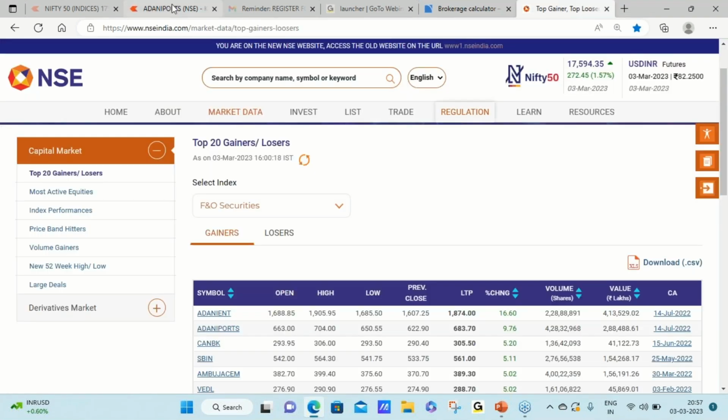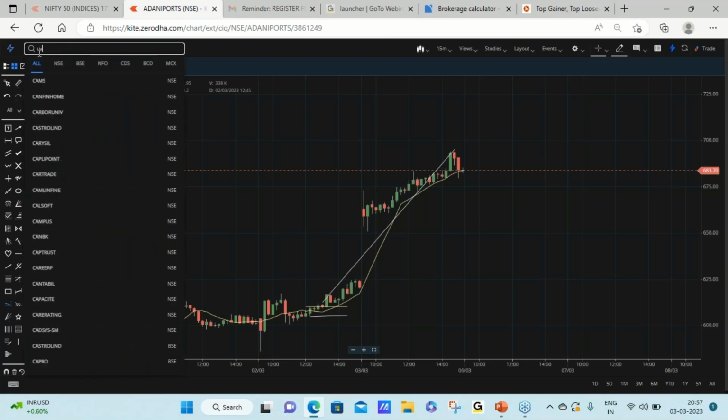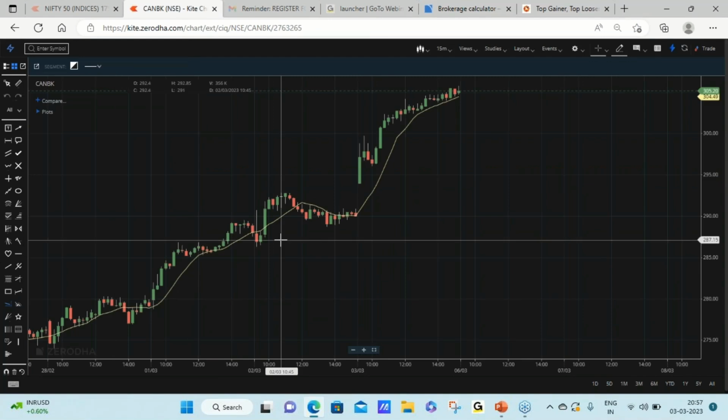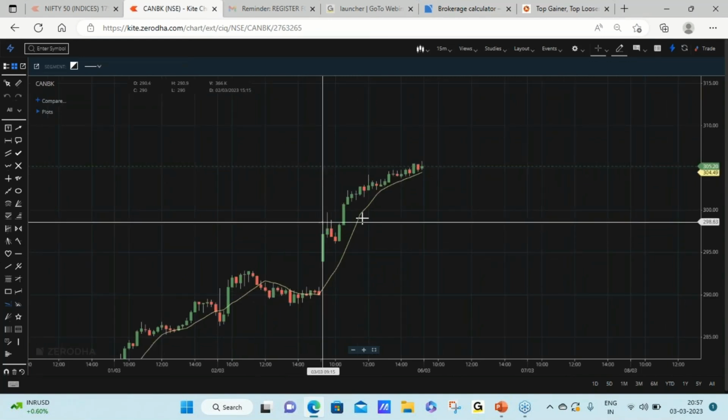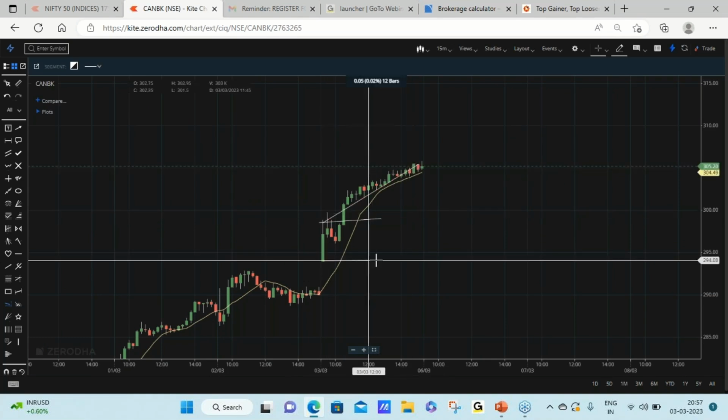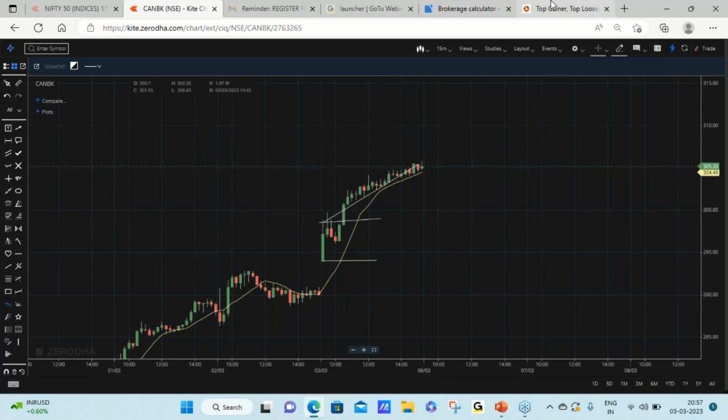So Canara Bank, let's check Canara Bank. So please understand when not to trade. That's when you'll become a qualitative trader, right? So this is the first candle which is closing above the 10 SMA. Once the high is breached, at least 1:1 is achievable, right?